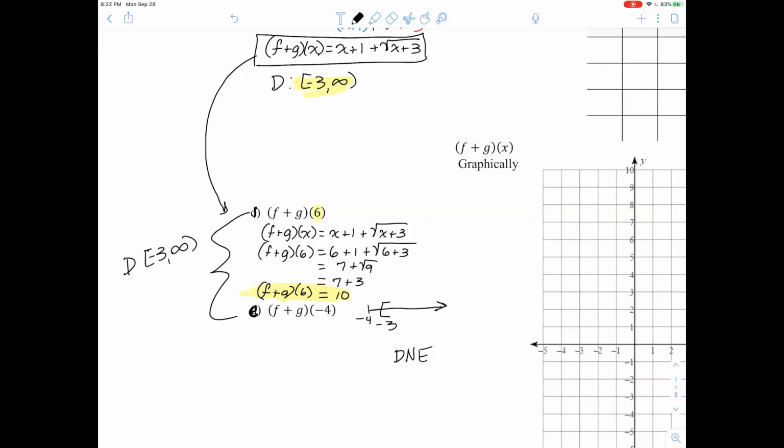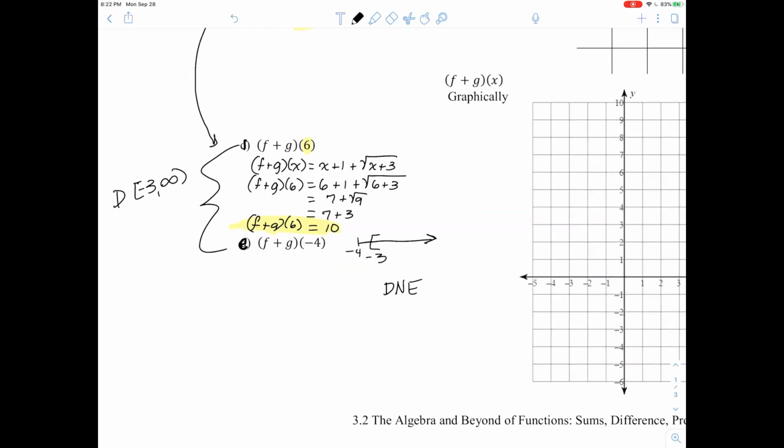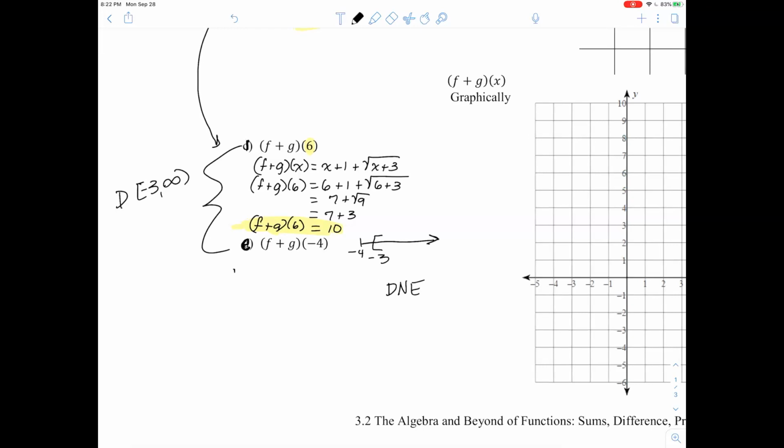But let me show you algebraically why this is the case, because you may not be paying attention to what the domain is of the addition of these two functions. So if we were to do the f plus g of -4, remember that the f plus g of x is equal to x plus 1 plus the square root of x plus 3. We would plug in a -4 for x. So that'd be -4 plus 1 plus the square root of -4 plus 3.